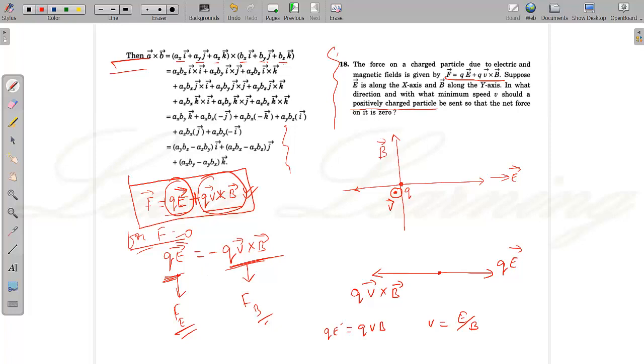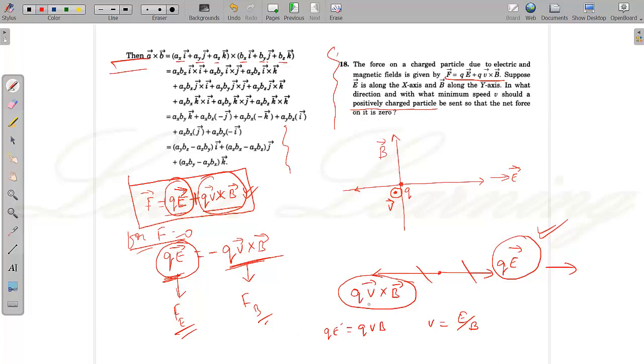Since this force doesn't depend on the velocity, whatever the direction of the velocity be, the force QE is going to act along the E direction only. So it is going to act along this direction. The other part should act along the opposite direction. Then only the two can cancel, so that the net force becomes 0.